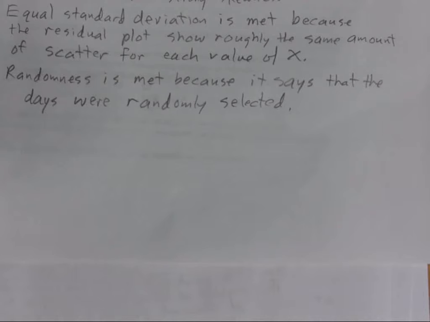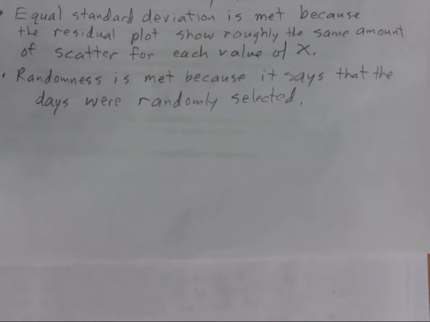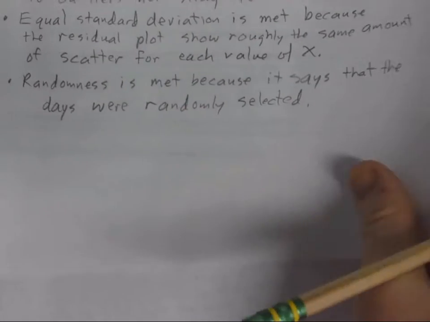As we've stated for all of our inferences, it's met because it says the days were randomly selected. There it is, the LINER acronym. And I know that's a lot, but it is what it is.